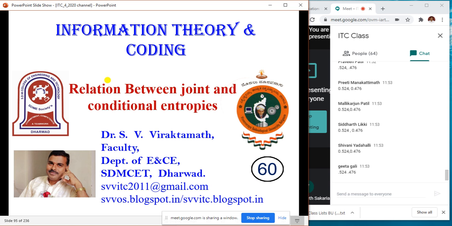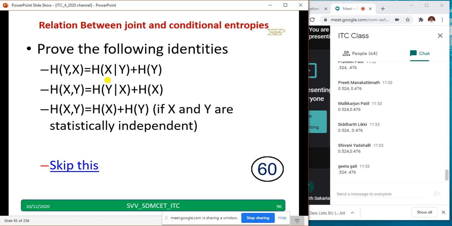This was given as homework to you people, a relation between the joint and conditional entropies. This is a proof we used to do earlier, but because the number of credits is reduced, we are avoiding the derivations as much as possible. This derivation is available on YouTube, on my channel only. Copy down the problem statement, prove the following identities: H of y comma x equal to H of x given y plus H of y. H of x comma y equal to H of x plus H of y if x and y are statistically independent.